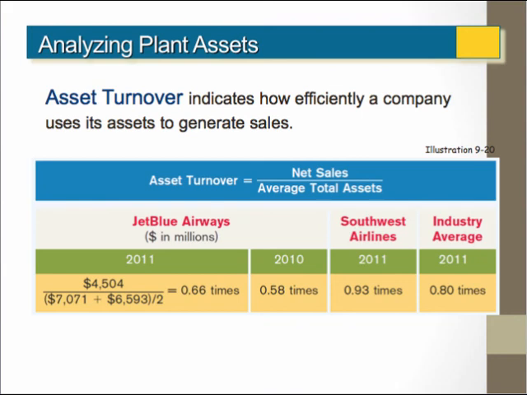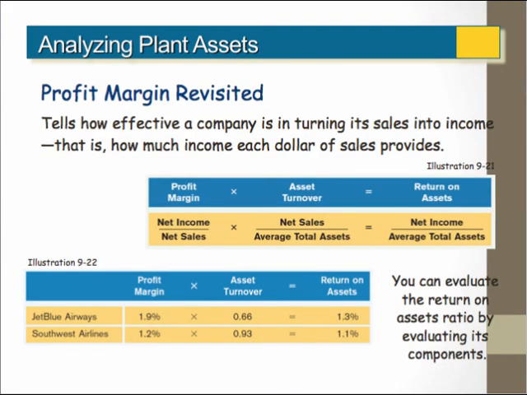The higher the number, the better the company's doing. So in this particular case, in the previous ratio, JetBlue was doing better than Southwest. In this situation of the asset turnover, Southwest is doing better. When you put these two ratios side by side, you get a picture of how the companies are doing in relationship to each other when it comes to how effective they are with their assets.